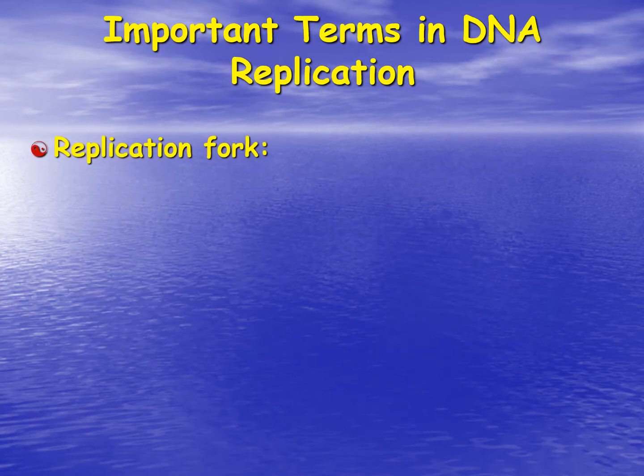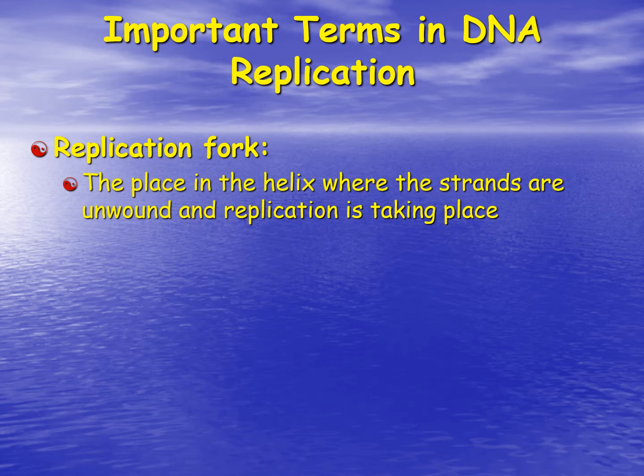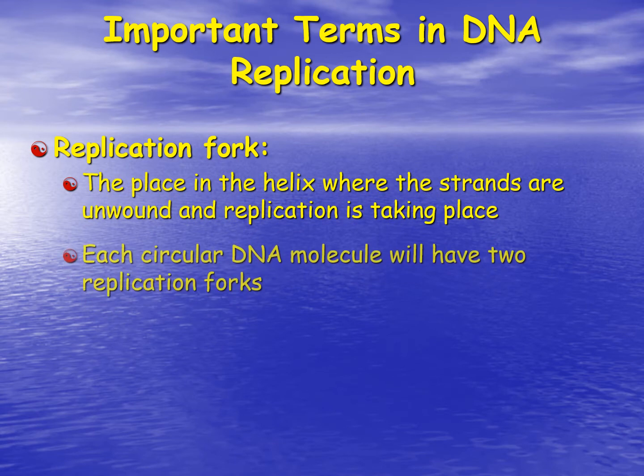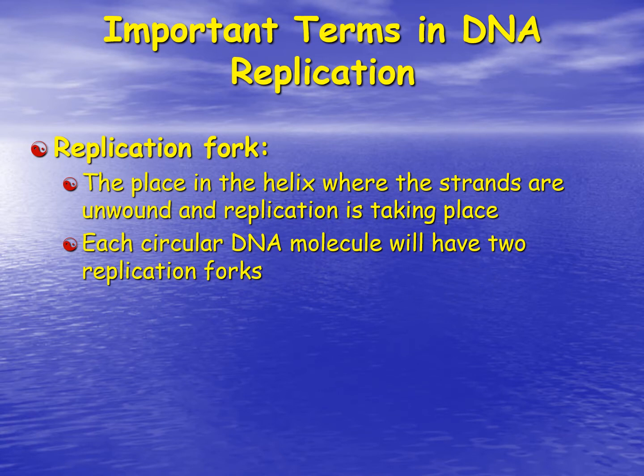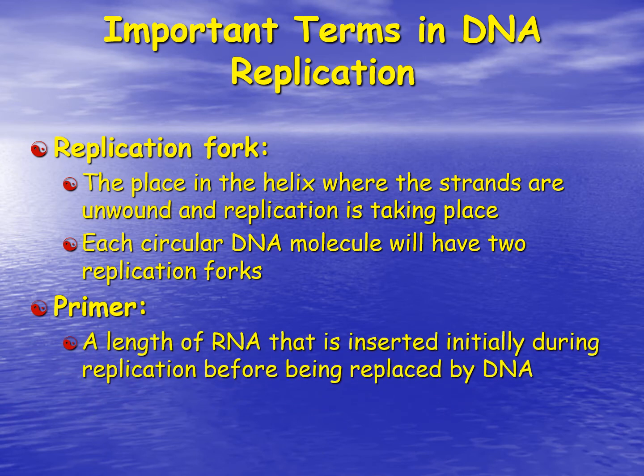The replication fork formed by helicase is where the two strands will be unwound and separated, and this is where the replication will be taking place. Each circular DNA molecule in prokaryotes will then therefore have two replication forks moving in either direction from what's known as the origin. The RNA primer is a small length of RNA that is inserted initially during replication.